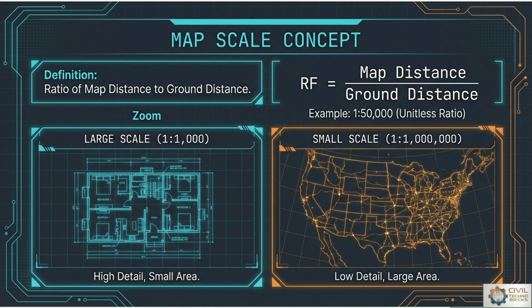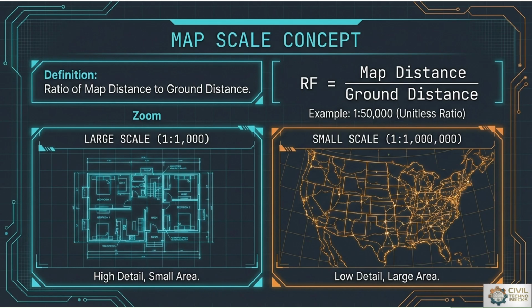So, large scale maps for road alignment, utility mapping, building layouts. Small scale maps, regional planning, transportation networks, watershed studies. So, high detail, small area in a large scale map; low detail, large area in a small scale map. Selection of proper map scale is important in remote sensing and GIS as it affects accuracy, precision, visualization, measurement, and decision making.